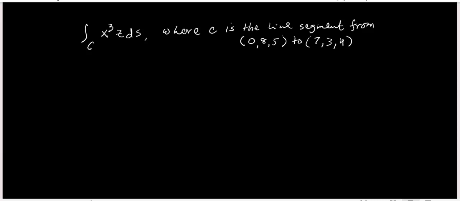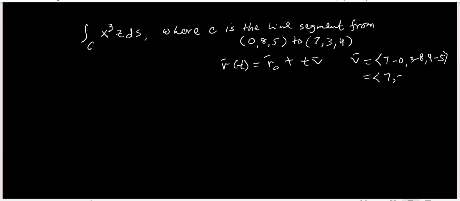As you know, in vector form, we can write the equation of the line segment r(t). That will be r naught, the initial position, plus t times the direction vector v, where our direction vector v equals the terminal minus the initial: 7 minus 0, 3 minus 8, and 4 minus 5. A simplified form gives you (7, -5, -1). That's the vector. So r(t) comes out like (0, 8, 5), the initial position vector, plus t times the direction vector (7, -5, -1).